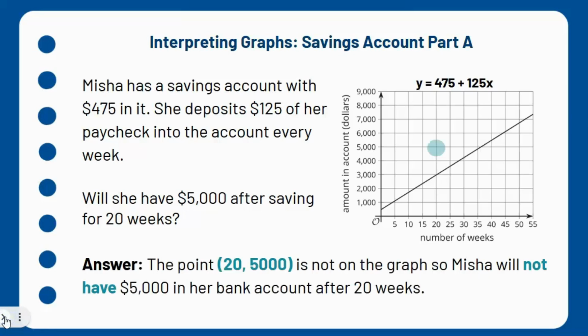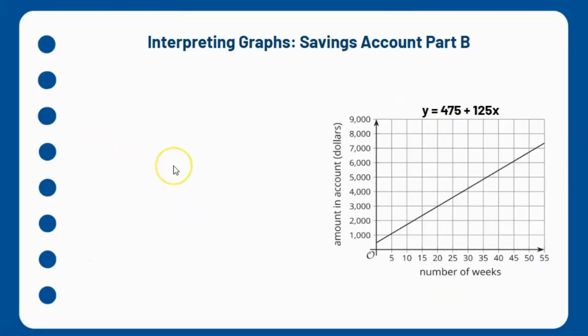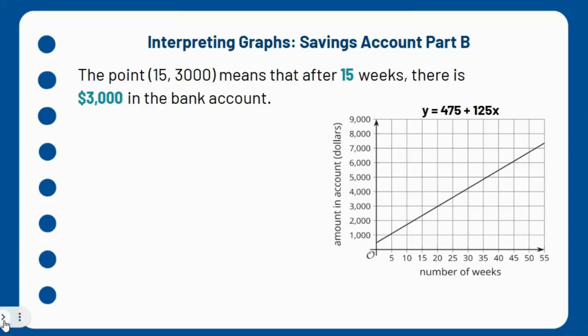The point (20, 5000) is not on the graph. We can see that it is above the graph, so Misha will not have $5,000 in her bank account after 20 weeks. Let's keep thinking about Misha and her savings account. The point (15, 3000) means that after some number of weeks, there is some amount of money in the bank account. The point (15, 3000) means that after 15 weeks, there is $3,000 in her bank account.